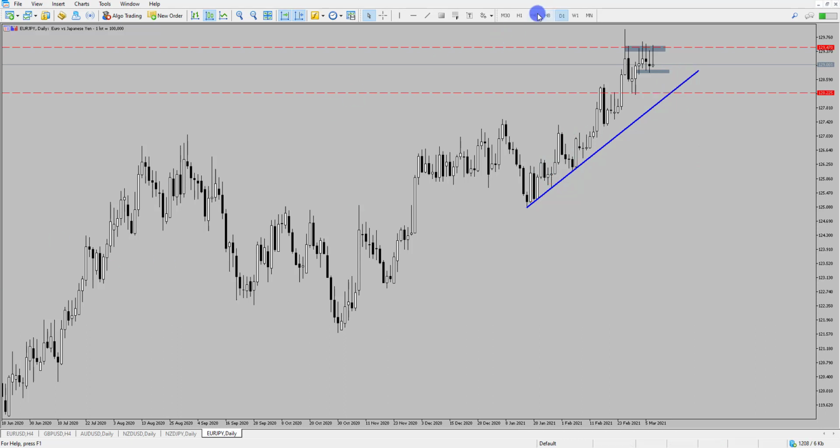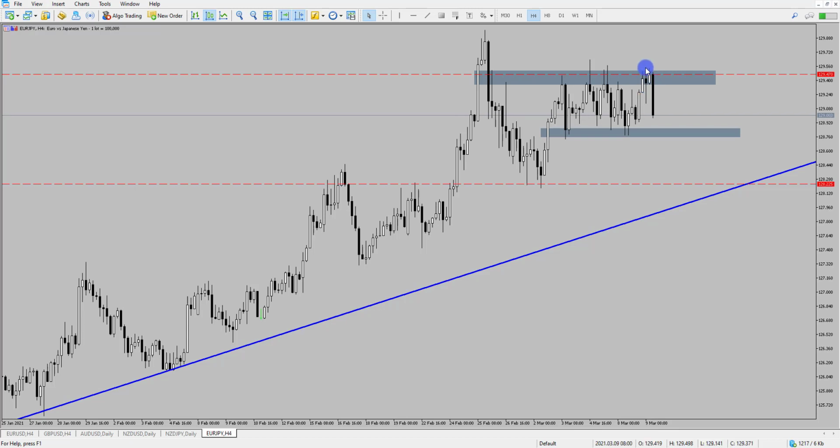But for me, seeing these strong bearish candlesticks coming in at this key level is something of interest. I think we could see some further downside.